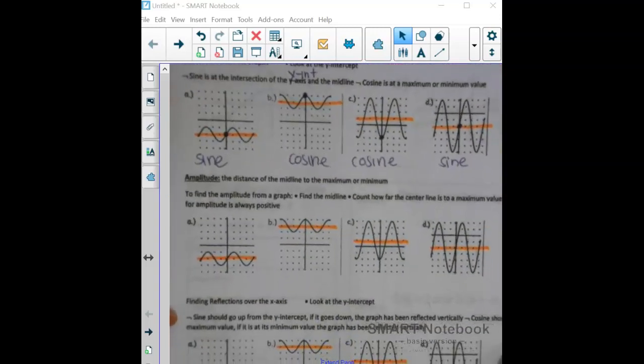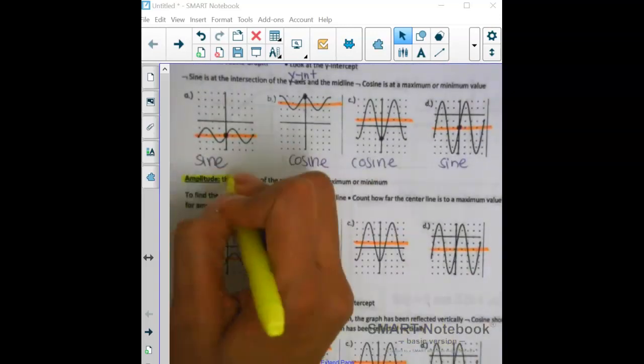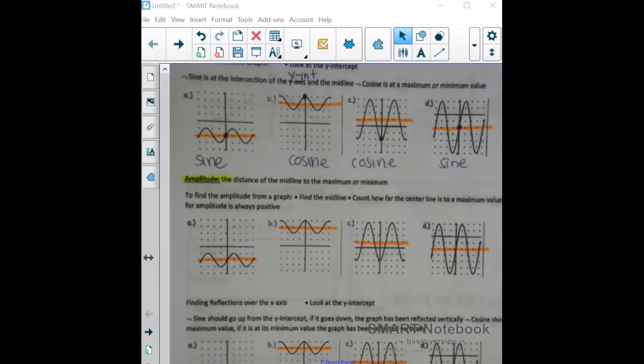Let's look at the next section. Next section is talking about amplitude. So this might be a new word for you guys. It's not talking about music per se, but it does kind of relate. But for amplitude, this is talking about the distance from your midline to your max or min. So we need to figure out how far it goes from that orange line, either up to the maximum or down to the minimum. It doesn't necessarily say to use that minimum, but I think it's okay to do.